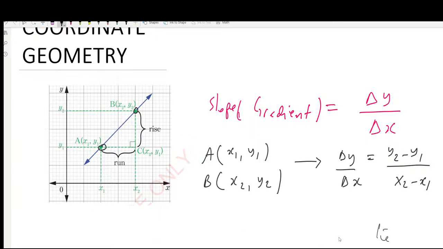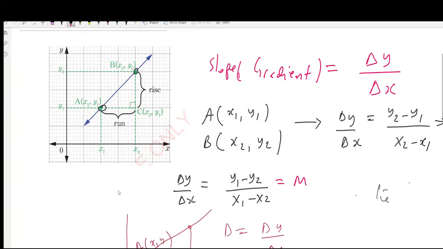It is also possible to consider that actually change in y over change in x, we can take y1 minus y2 over x1 minus x2. So this is actually the definition of the slope. We'll be denoting the slope of a line by using the letter M.